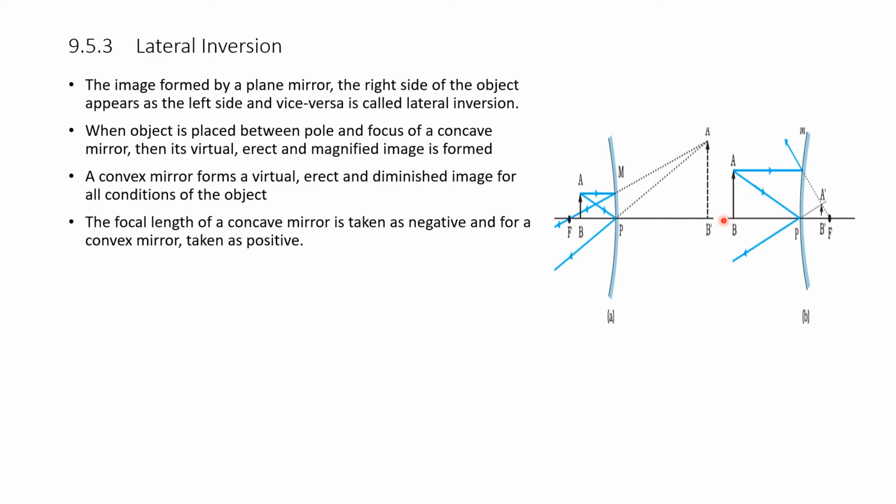The focal length of a concave mirror is taken as negative. See, light is going from left to right, hence this is negative. And for a convex mirror, it is taken as positive, because the focal point is on the right side. Light is traveling from left to right, and here also the focal point is from left to right, so it is positive. F is taken as positive for convex and negative for concave. Please remember this.